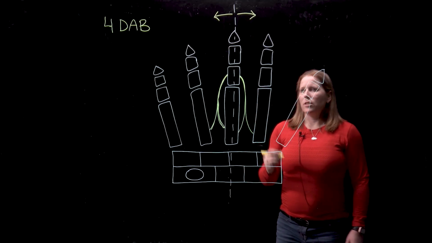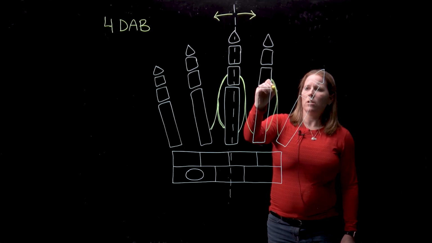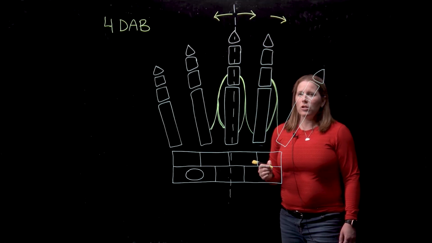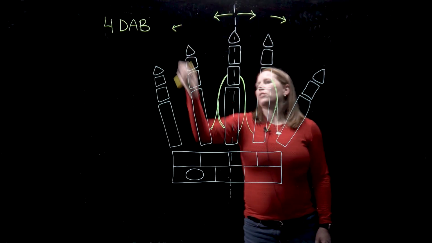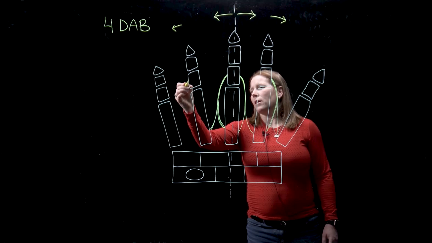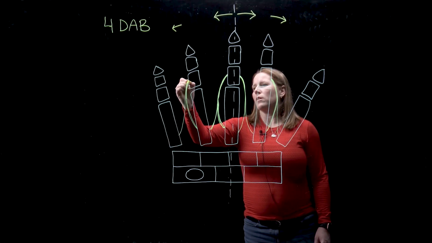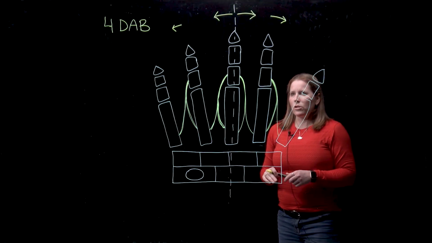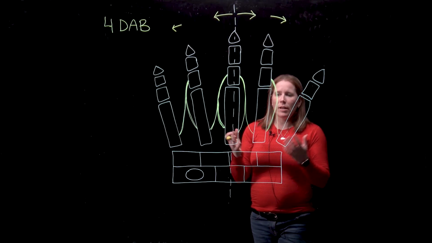I need to be able to abduct digit 2, so I'm going to put one on the lateral side of my second digit, to pull that second digit into abduction. And we'd like to be able to abduct our 4th digit as well, so we'll put one on the medial side of digit 4, because again, we're pulling away from this new midline in the center. Now, that's 4 abductors. I don't have any more.